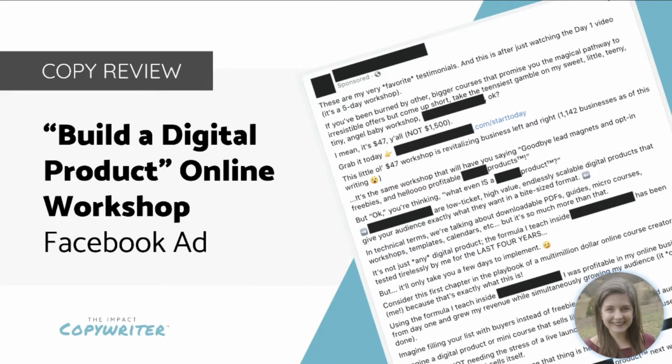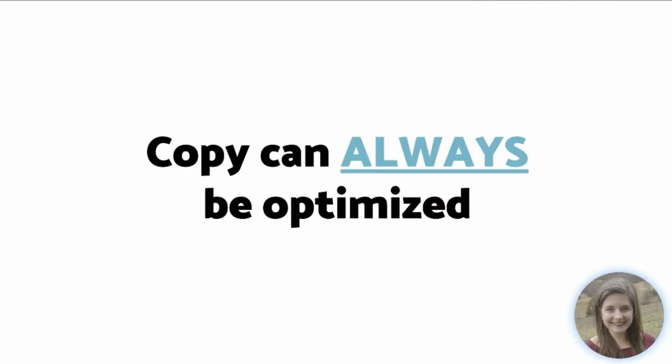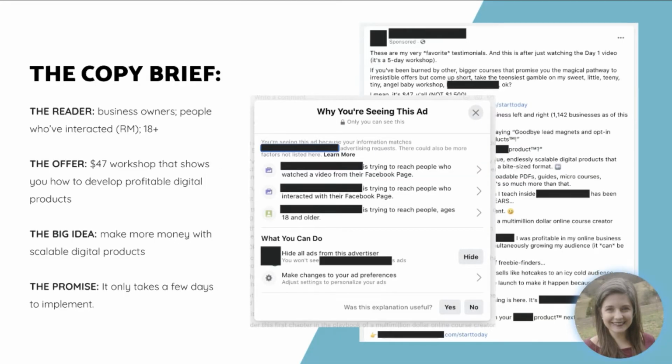In today's copy review, we're going to focus on how to optimize a Facebook ad for an online workshop. Now, before we hop in, remember, copy can always be optimized to be stronger so that you can improve performance for whatever you're measuring. And in the case of Facebook ads, we're looking at improving click-throughs, and in that journey, also improving conversions. So the first thing we do when we optimize copy is we look at the brief.